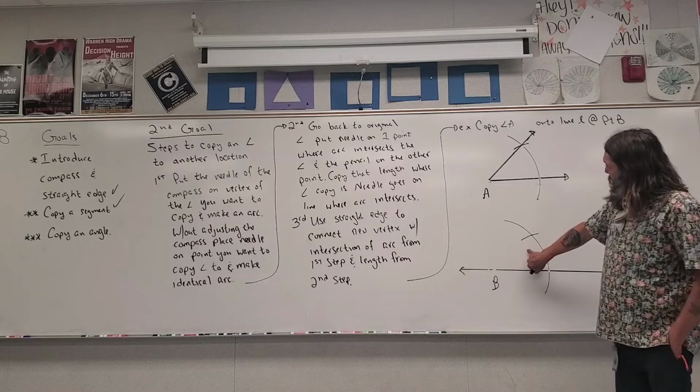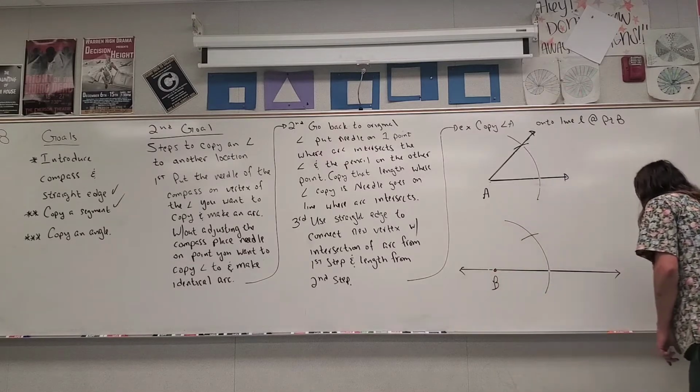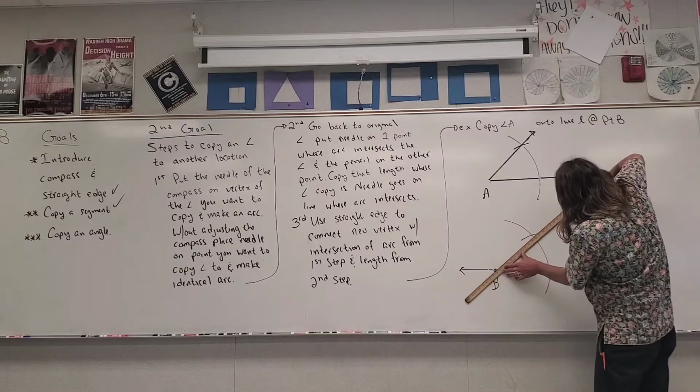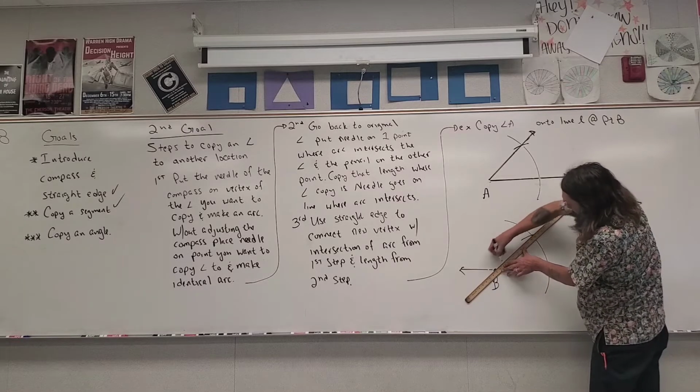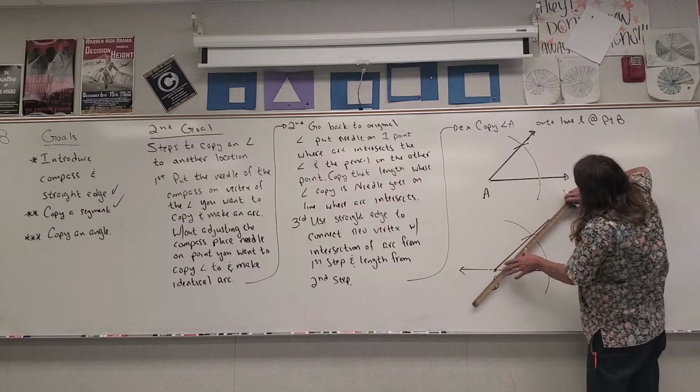Then step 3 says use the straight edge to connect the vertex with the intersection of the arc from the first step and the length from the second step. So all I literally need to do now is connect point B to where these intersect. And I have copied my angle.